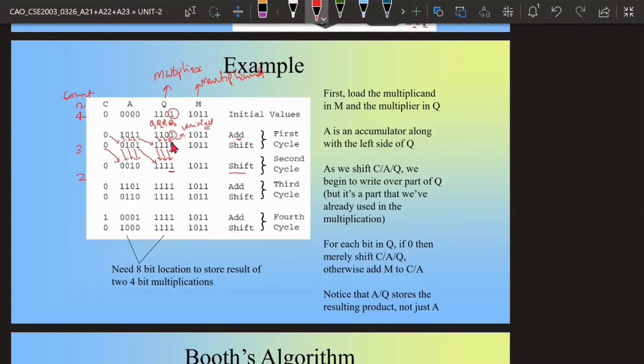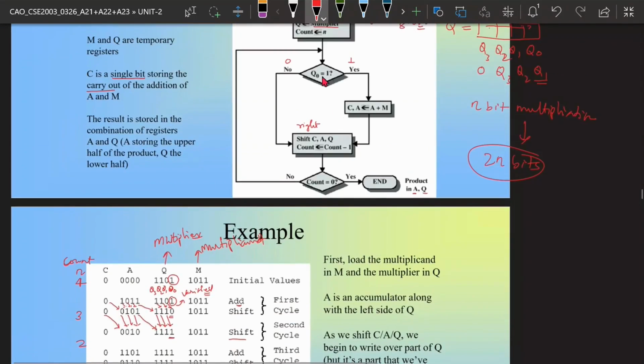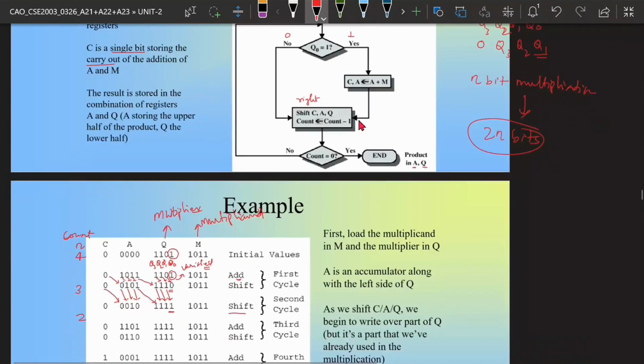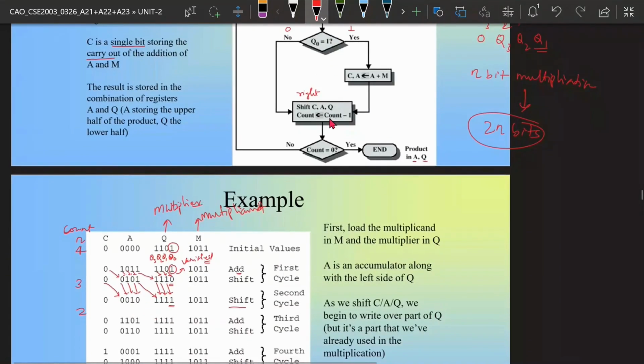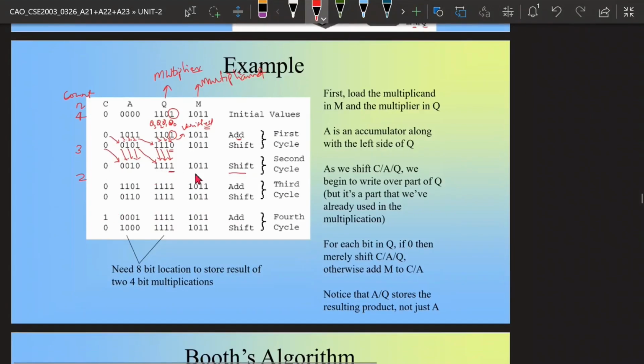So this is the Q naught again. Q naught this time is 1. When Q naught is 1, we will be doing A plus M. Okay. And then again, we will be shifting and reducing the count value. So again, if it is 1, we should be adding. Now the add will be done. So add here is basically M plus this one.